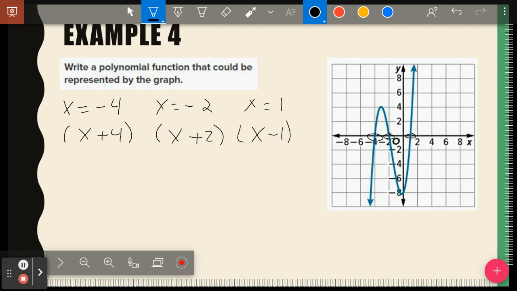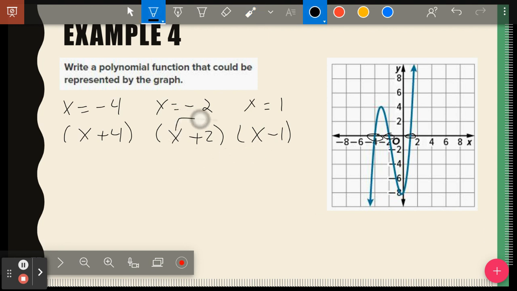Remember, when you go to multiply, order doesn't matter. You just need to multiply two of them at a time. It doesn't matter whether you do these two. I want to do these two here on the right side just because that's how I prefer to do it. But order doesn't matter. You'll get the same answer either way.